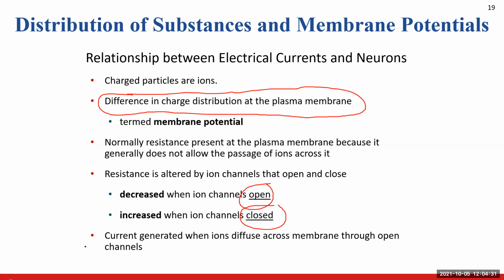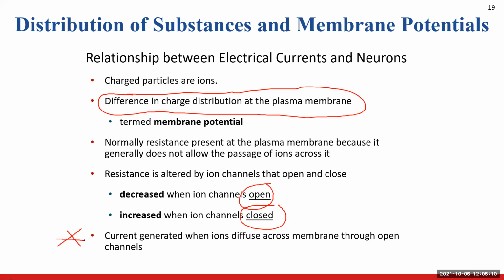Which brings me to a very important point, the last point that I wanted to make on this slide. I'm going to read it to you. Current is generated when the ions diffuse across the membrane through open channels. When we talk about current, we're talking about an electrical current. So now you have these charged particles, these charged ions, and when they start to move, they start to generate a current. When they diffuse across the plasma membrane, they create this electrical current across it. It's kind of cool.